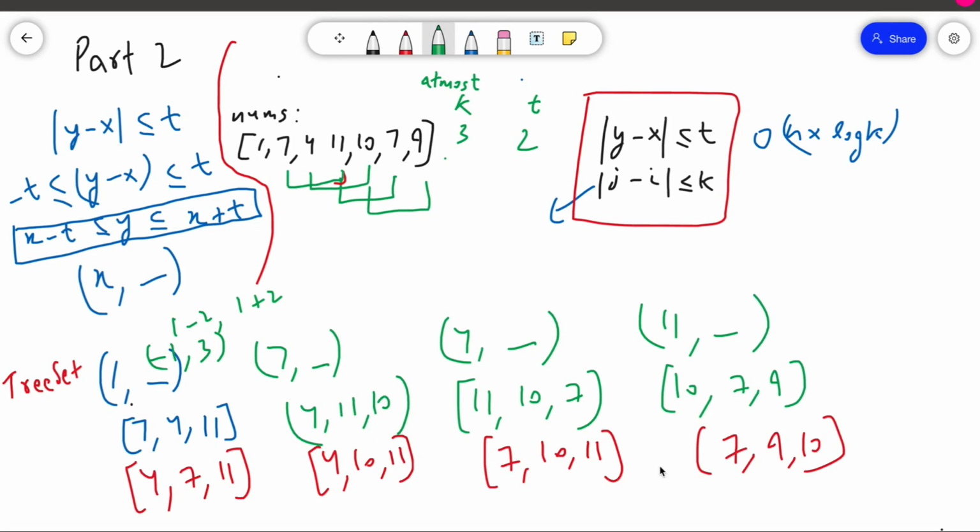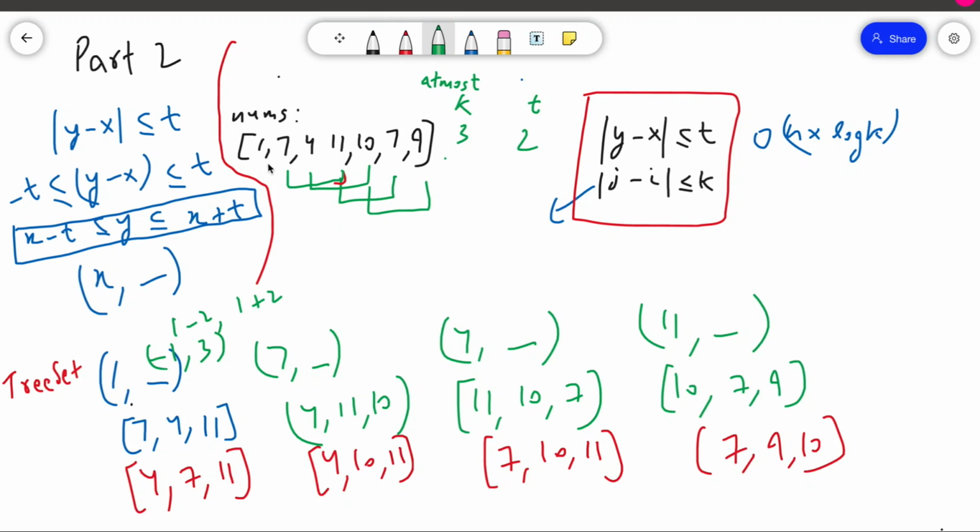And also note that we don't need to maintain a separate tree set data structure for all these arrays. We just need to maintain one tree set data structure, and at any moment of time the size of the tree set will be at most k. So if we are processing 1, we need to put the next k elements in our tree set data structure.